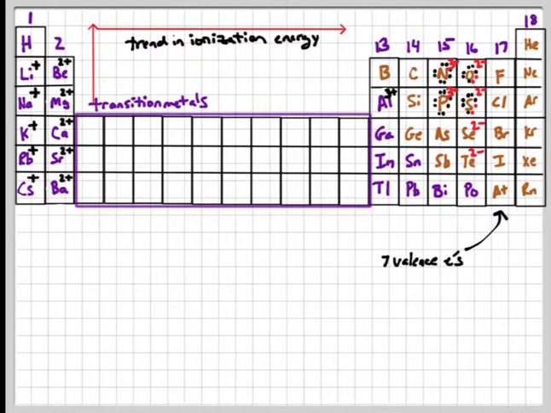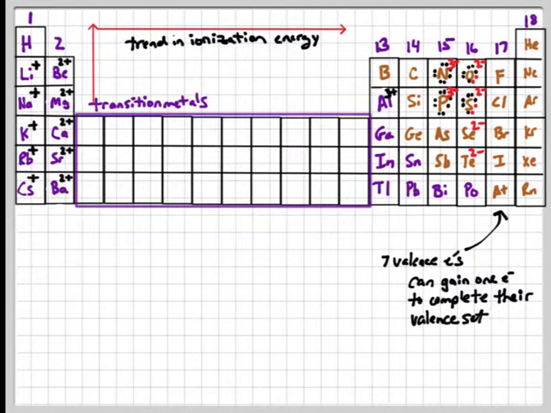Moving on to the halogens, we see that we have 7 valence electrons for fluorine, chlorine, bromine, iodine. They each have 1 spot, so they can gain 1 electron to complete their valence set of 8. So there is fluorine with 7, adding 1 electron gives it a -1 charge, and that's the case for the rest of the halogens as well.